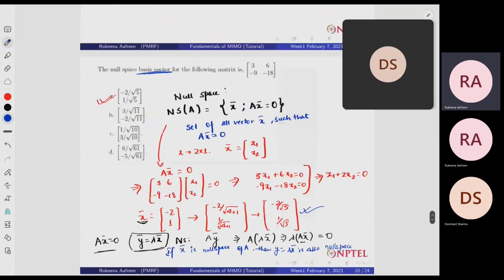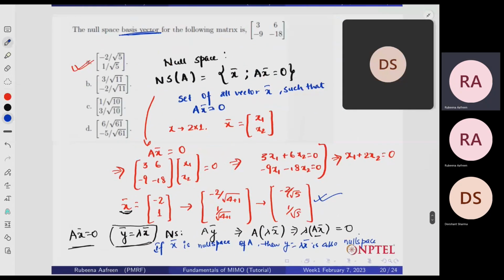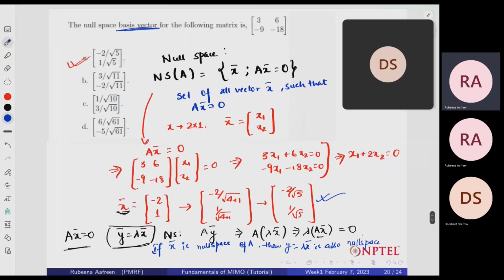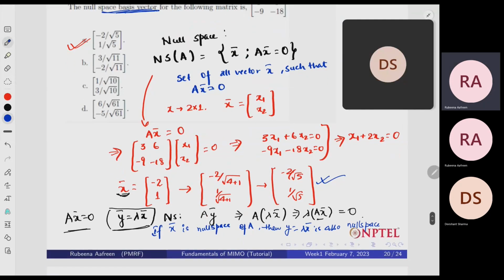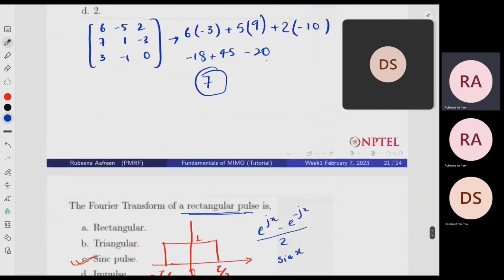Then we define the null space. An important thing is that null space is not unique. Any scalar multiple of a null space vector is also in the null space. And here the basis vector is there, that is why we have transformed it into basis. Then the determinant and all are very easy questions.